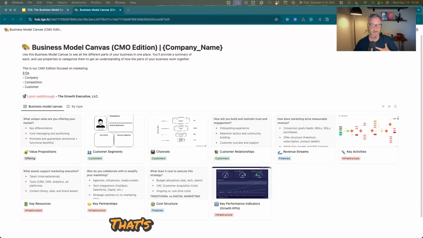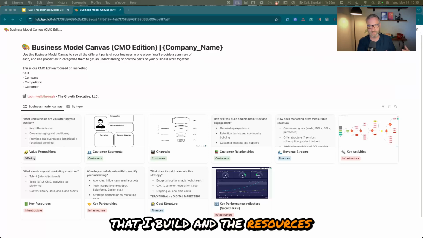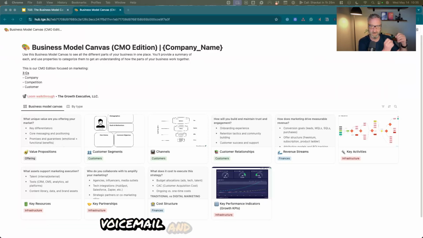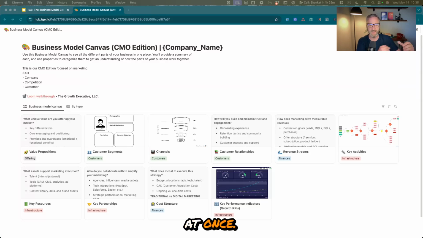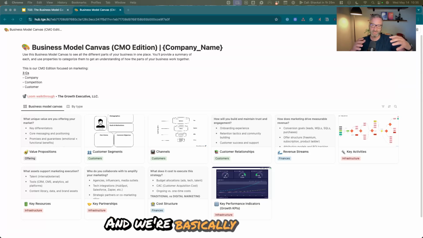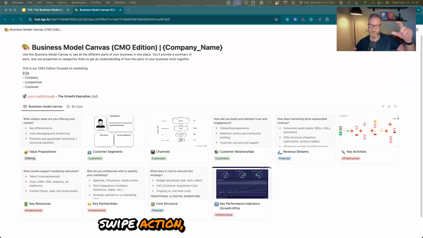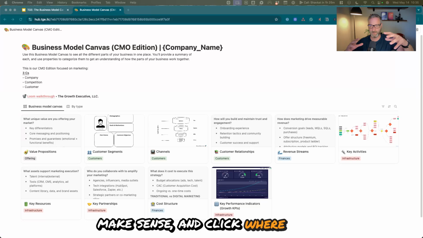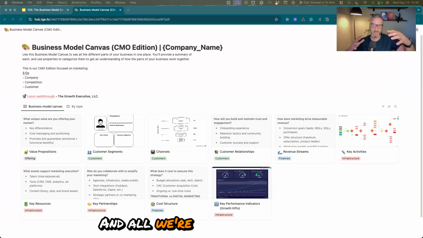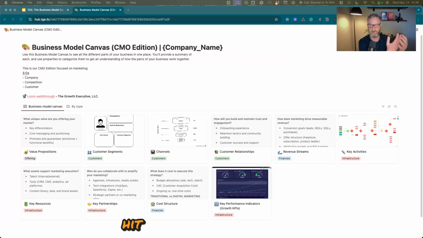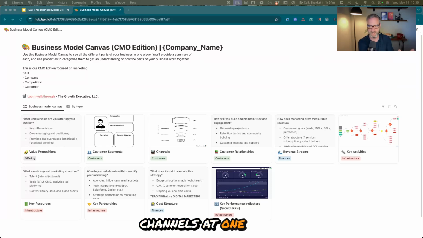That's why with the companies that I build and the resources that we build, we send an email, a voicemail, and a text message all at once. And the messaging is all the same. We're basically taking pieces of each one that are relevant for that content, but we're incorporating video where video makes sense, swipe actions where swipe actions make sense, and click where click makes sense, right? And all we're doing is taking the same message and changing the format slightly so that we can hit people across multiple channels at one time. And we're creating that cohesive, integrated experience, right?